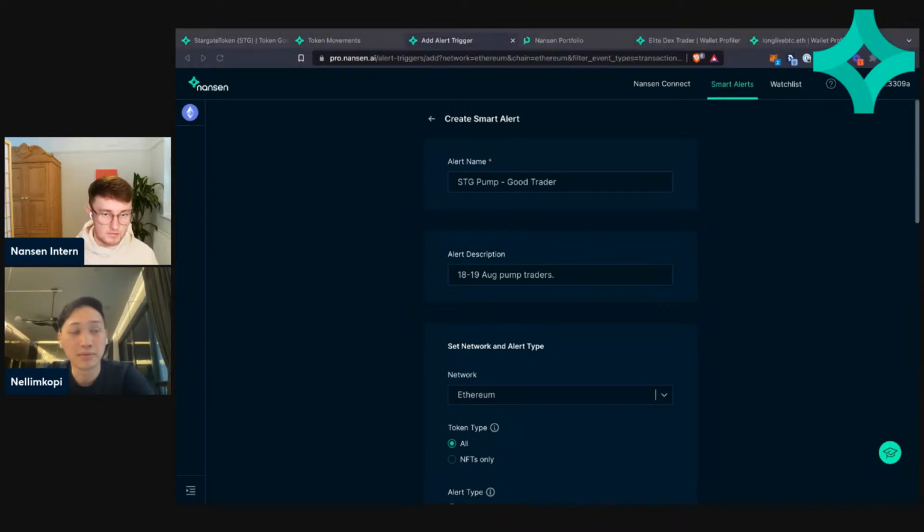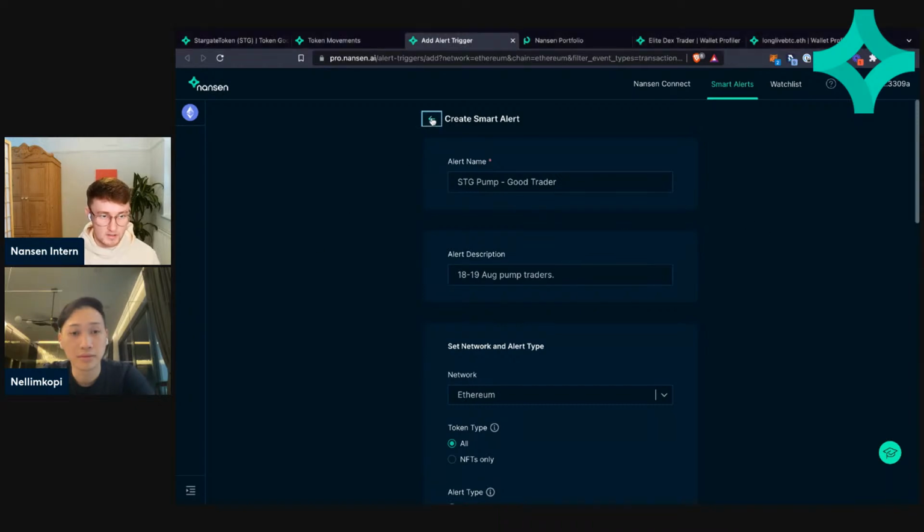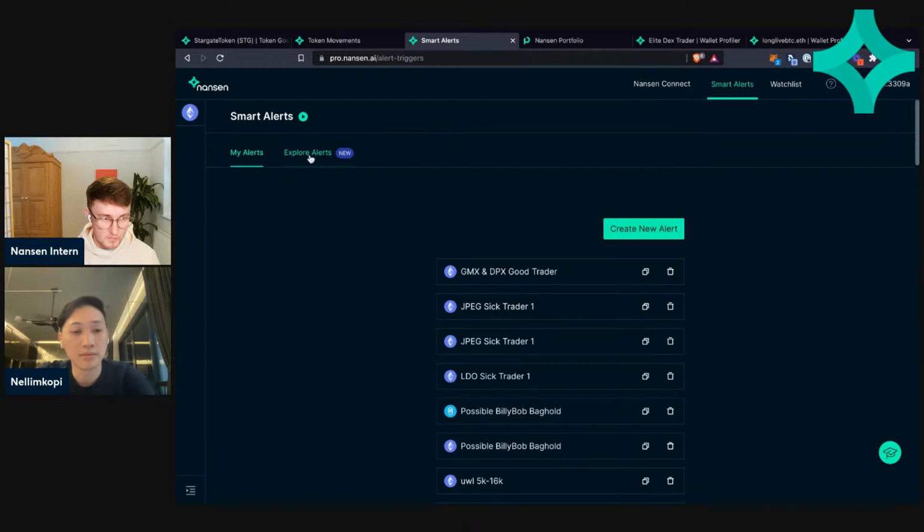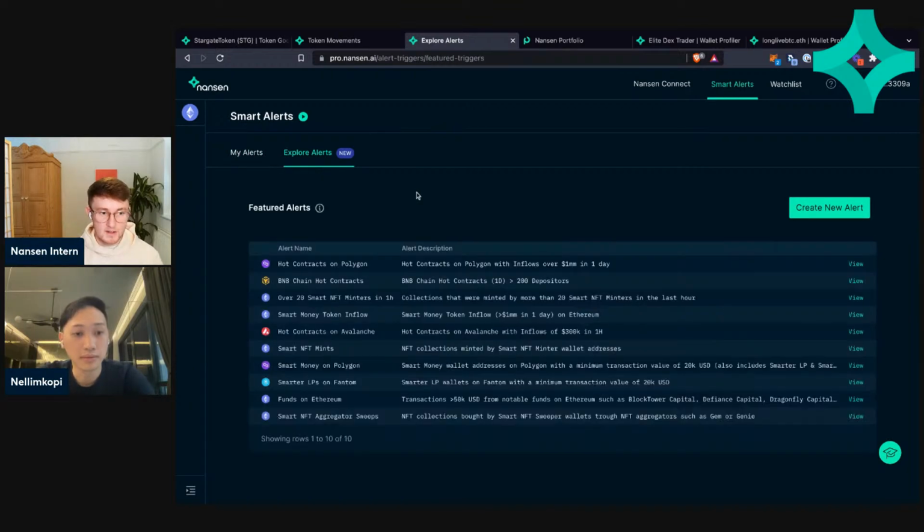Just quickly, Nelson, for smart alerts, if you go back to the smart alerts page, it's worth mentioning that we now have this explore alerts tab that gives you some recommended ones and some that are already set up for you. So if you're new to using them, these are really helpful in terms of getting used to it and understanding how to use them as well.